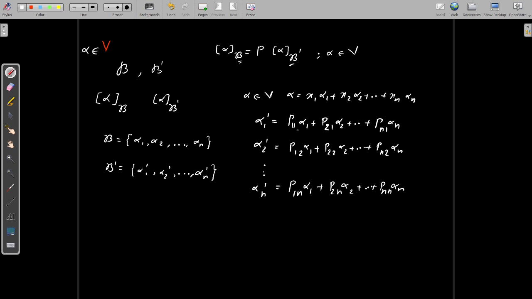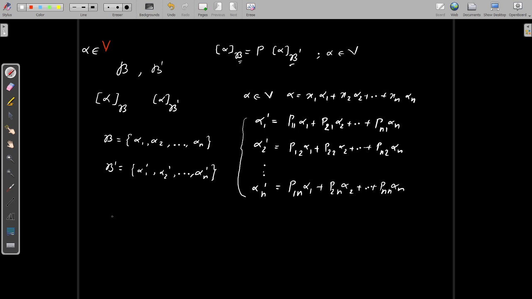I named these coefficients Pij because these will be the candidates for constructing this P. So we can say that as far as B and B prime are concerned, this Pij is constant. This never changes. This Pij changes only when these alpha i's and alpha i primes are changed.